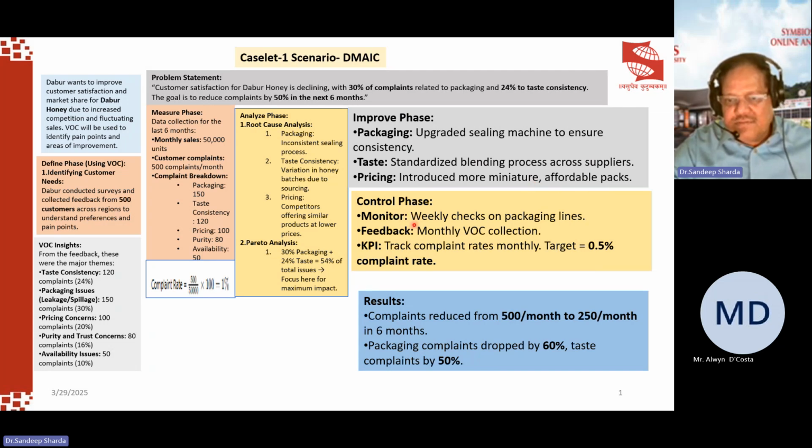And in the control phase, we are going to monitor weekly checks on the packaging lines, feedback, monthly VOC collections, KPI: track complaint rate monthly, target 0.5% complaint rate. And results: complaints reduced from 500 per month to 250 per month in the 6 months. Packaging complaints dropped by 60%, taste complaints by 50%.